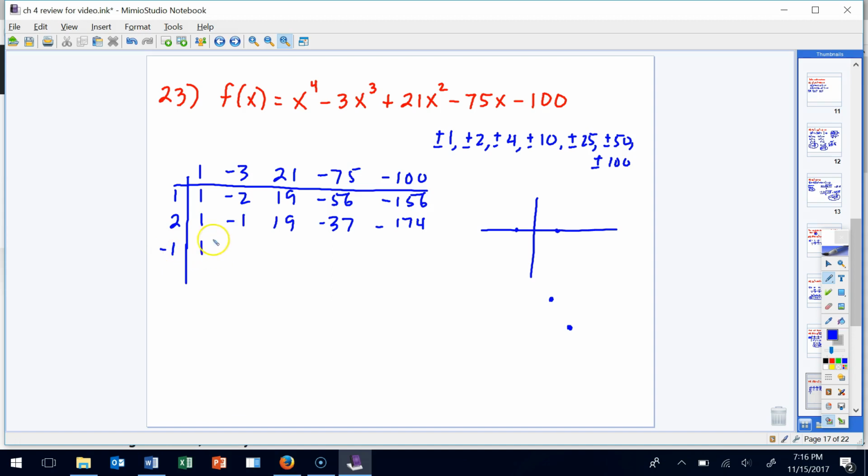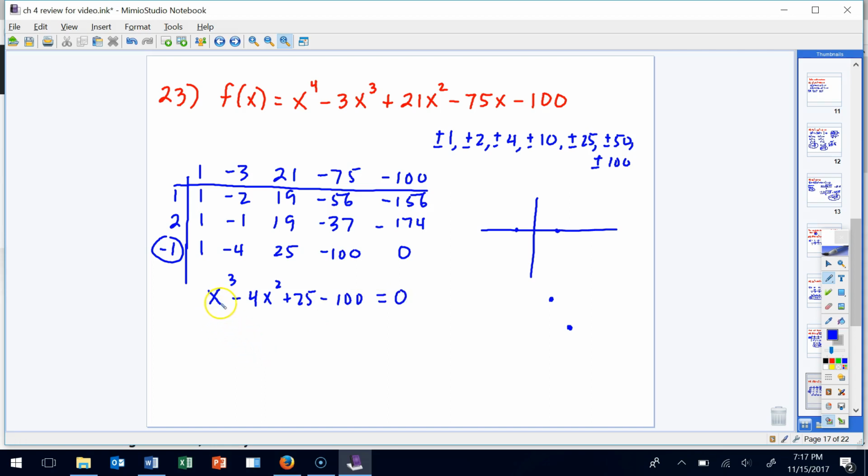Alright, so -1 plus -3 is -4. Positive 4 plus 21 is 25. -25 plus -75 is -100. And positive 100 plus -100, we found our first 0. Alright, so what remains is a cubic: x cubed minus 4x squared plus 25x minus 100 equals 0.